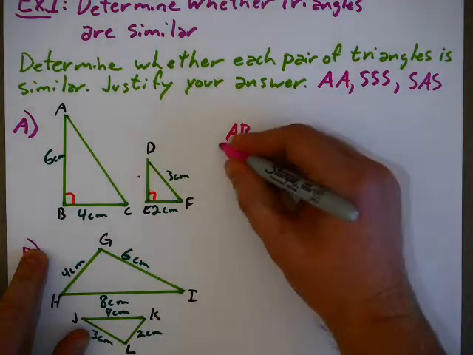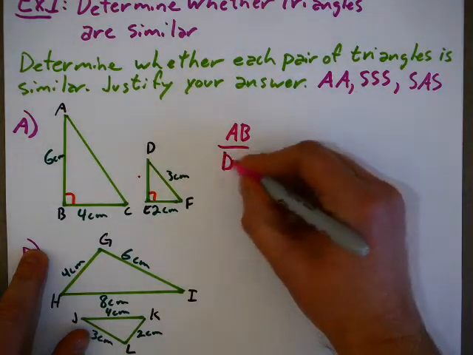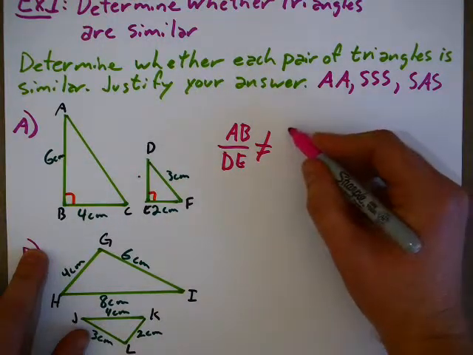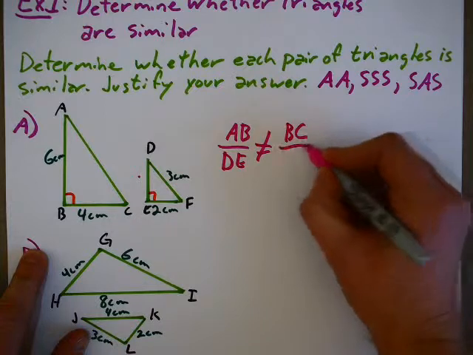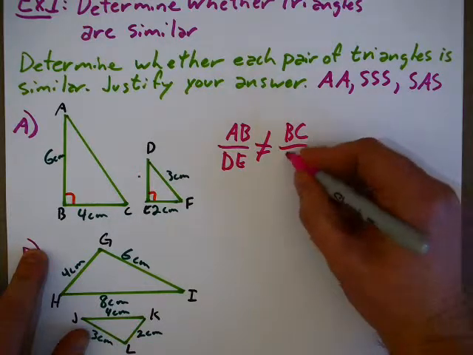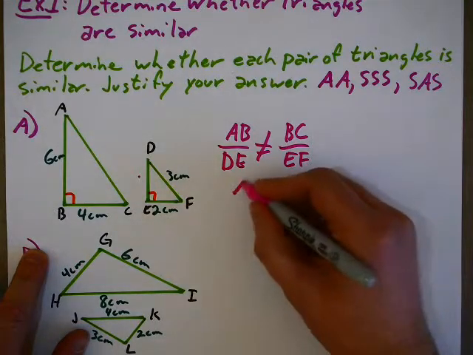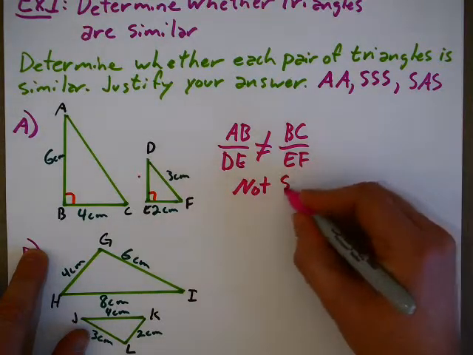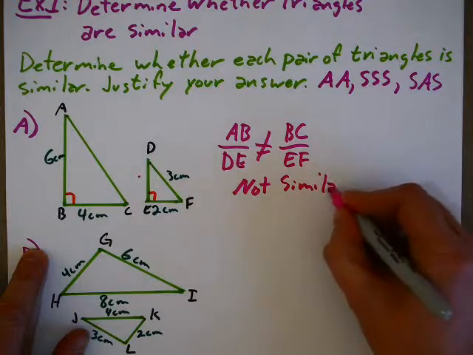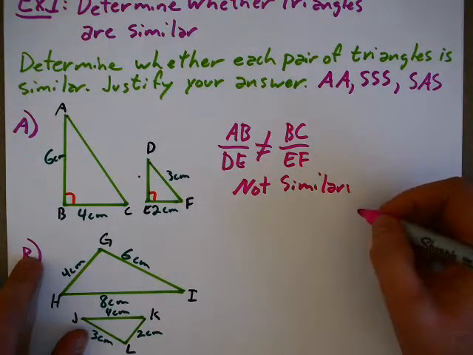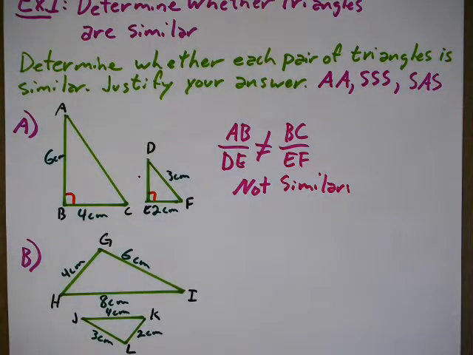So because AB divided by DE is not necessarily congruent to BC over EF, because we don't know that, we cannot determine if it's similar. So we're going to say it's not similar. Okay, so let's take a look at a second example.